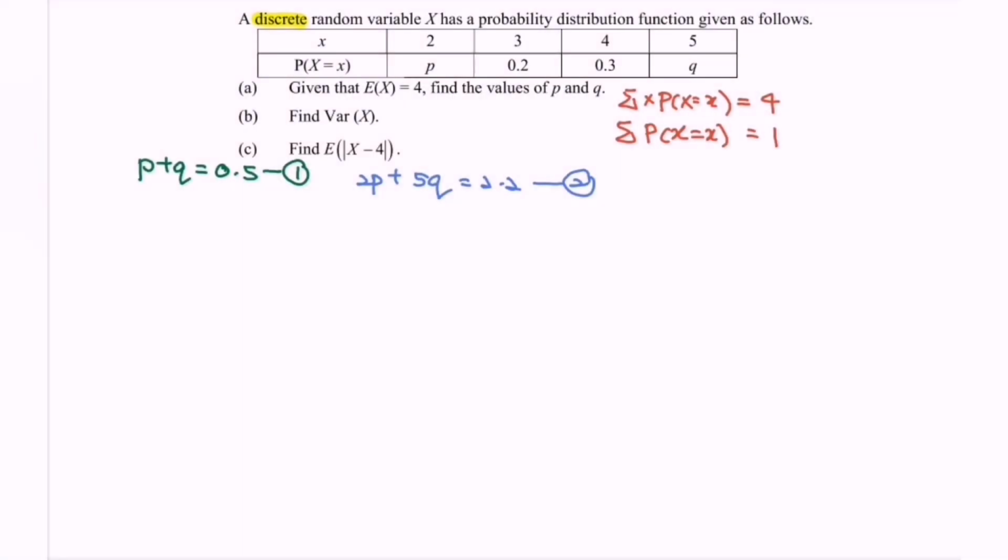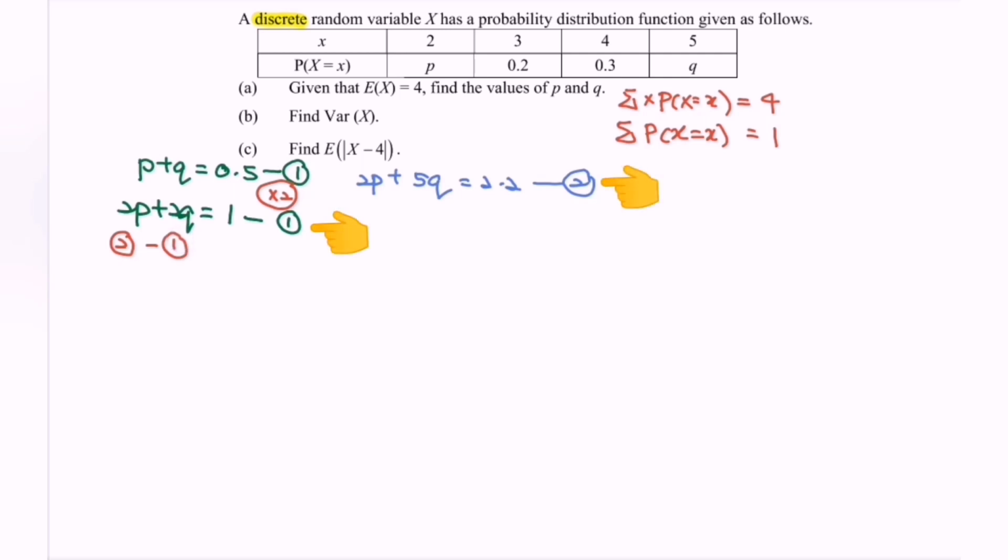In order to find p and q, what we have to do is to make use of simultaneous equations. So kindly refer to the first equation. My suggestion is to multiply the equation by 2. If we multiply by 2, we will have 2p plus 2q, which is equal to 1. Name it as the first equation still. Now what we have to do is to find p or q. My suggestion is to make use of elimination. So the second equation minus the first equation.